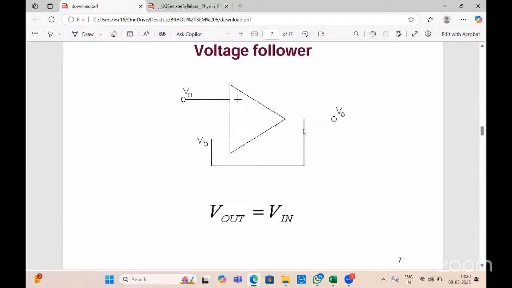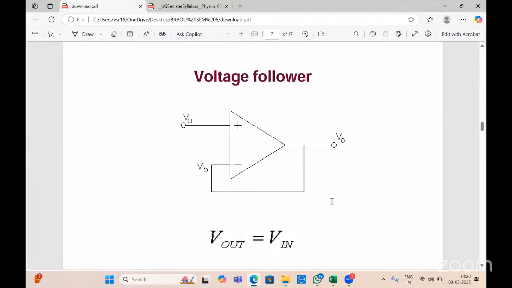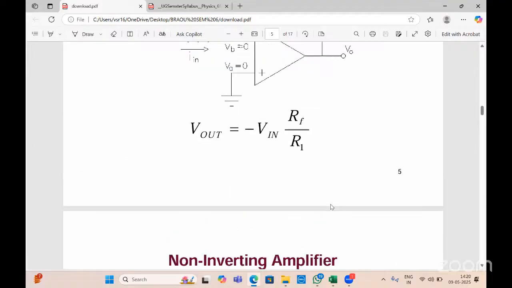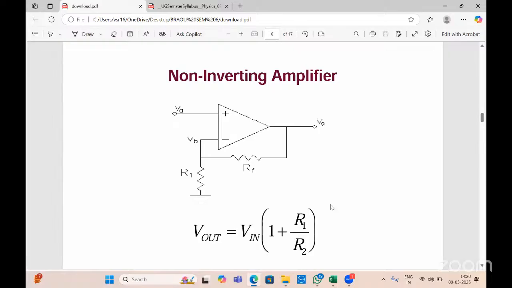Next is the voltage follower. Plus is there and minus is connected directly, no resistance. So V out equals V in, that is the voltage follower. What type of amplifier is it? It is a non-inverting amplifier.